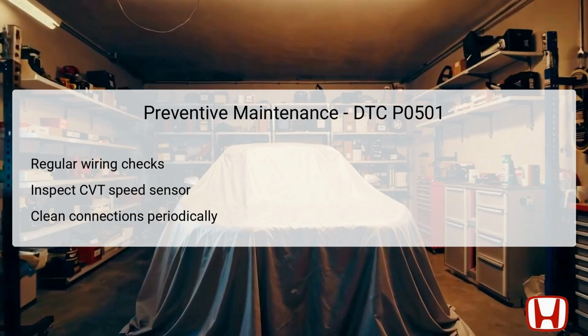It's also wise to periodically check the condition of the CVT speed sensor itself for any signs of wear or damage over time. Ensuring that connections are clean and secure can help maintain the integrity of the electrical circuit. Implementing these preventive measures not only extends the lifespan of the components, but also helps maintain optimal vehicle performance. A proactive approach can save drivers from unexpected repairs and ensure a seamless driving experience.